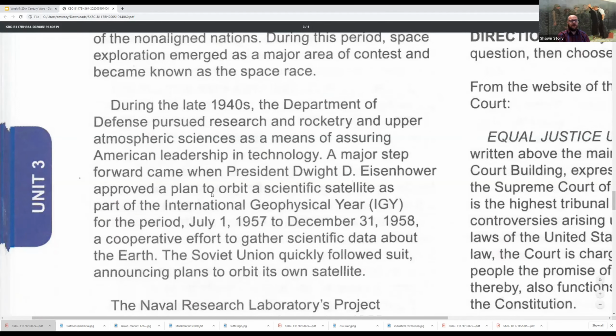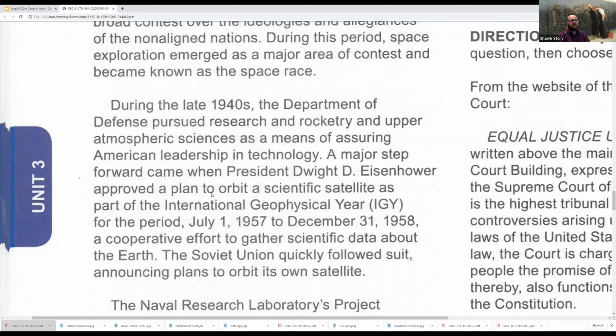During the late 1940s, the Department of Defense pursued research in rocketry and upper atmospheric sciences as a means of assuring American leadership in technology. A major step forward came when President Dwight Eisenhower approved a plan to orbit a scientific satellite as part of the International Geophysical Year, the IGY, for the period of July 1st, 1957 to December 31st, 1958, a cooperative effort to gain scientific data about the Earth.